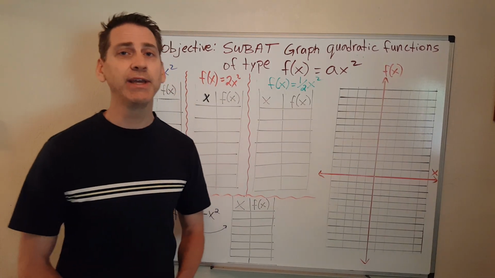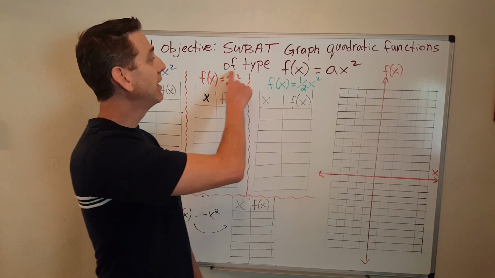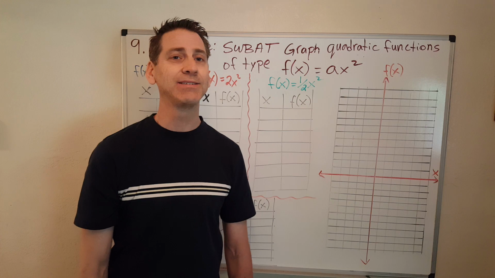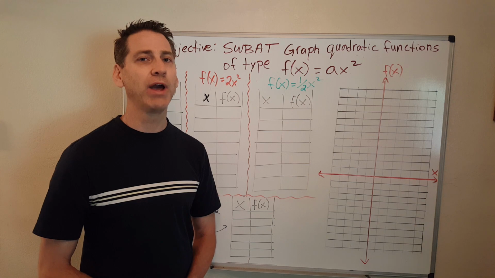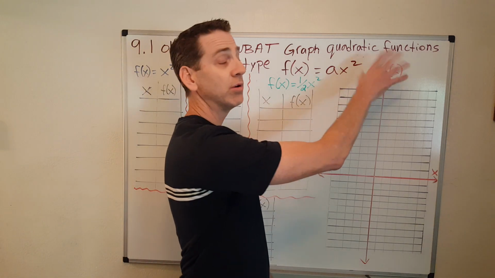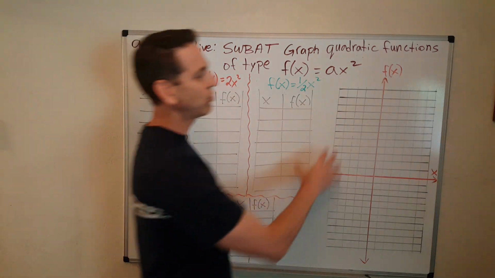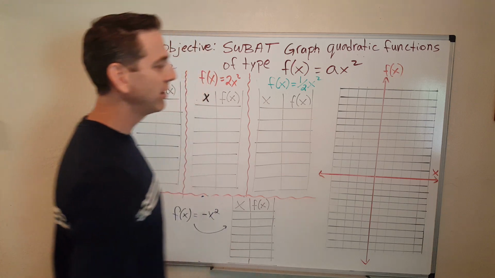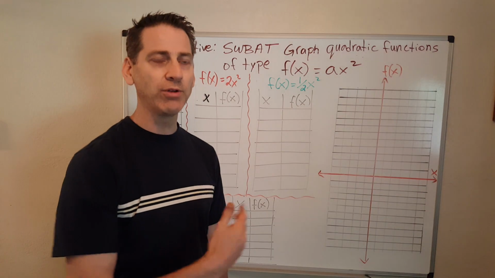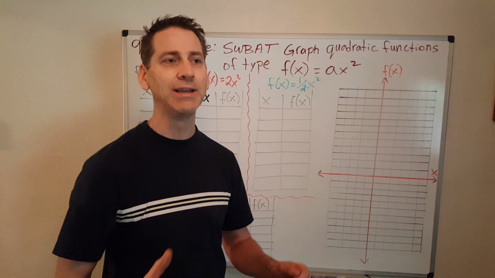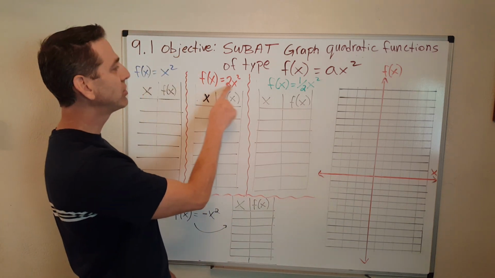So our objective today is that students will be able to graph quadratic functions of type f of x equals ax squared. All right, so this is the most basic type of quadratic function. You notice there is no b or c term, it's just the a term. I have a little coordinate grid set up for us, and I have 4 different quadratic functions we're going to graph, just so that you can see what happens to the graph when my a term changes.